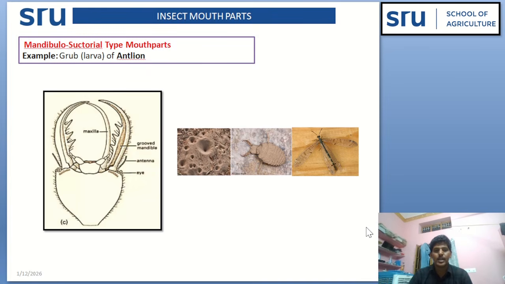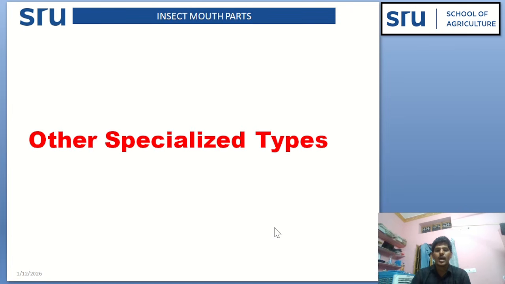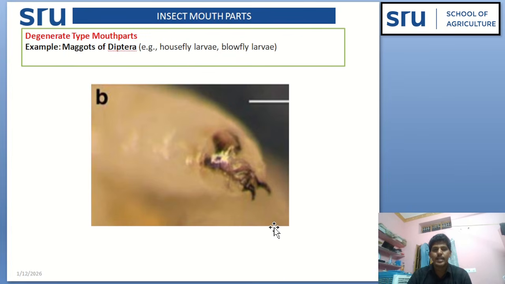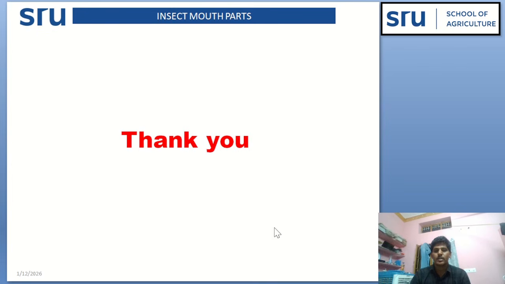Mandibulosuctorial type of mouthpart is there, where the mandible helps in sucking up the juices of their prey, and this type of mouthpart is there in antlion grub. Other specialized types of mouthparts: mask type of mouthpart is there in nymphs of dragonflies. Degenerated type of mouthpart is there in maggots of Diptera, that is housefly larvae and blowfly larvae possess degenerated type of mouthparts. Thank you.